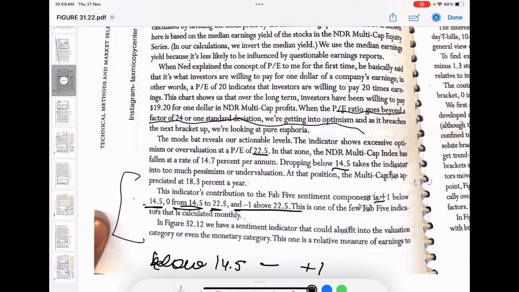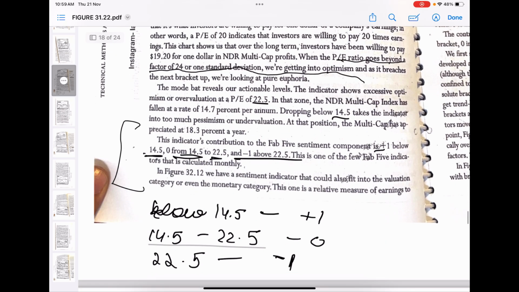If we talk about the indicator's contribution to the Fab 5 model, you can see that whenever the PE ratio is below 14.5, that means it is undervalued. In that case, we give it a score of +1. Whenever the PE ratio is between 14.5 and 22.5, that means it is in the range, which means it has no contribution in the Fab 5 model, and you give it a score of 0.